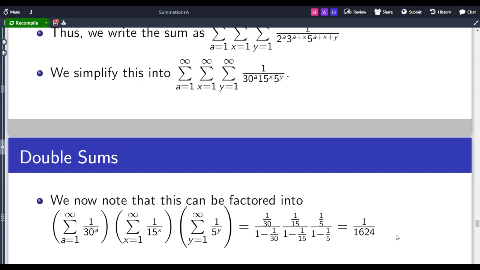Because now each of the individual geometric series is easy to calculate. So now put together, it's just easy. So does anyone have any questions on that? No? Okay, then I guess we'll move on.